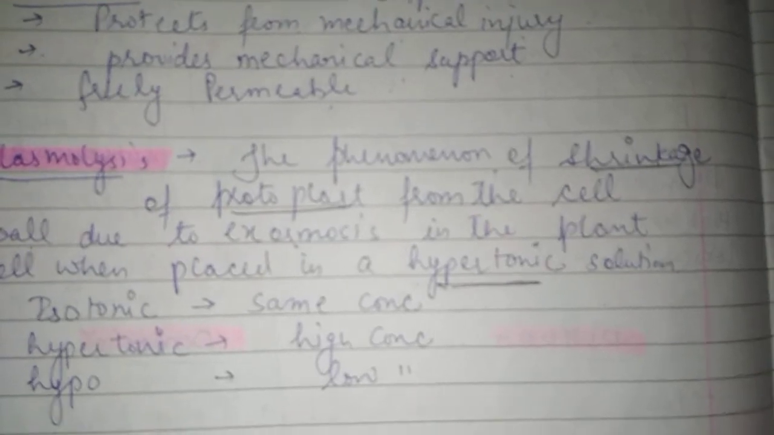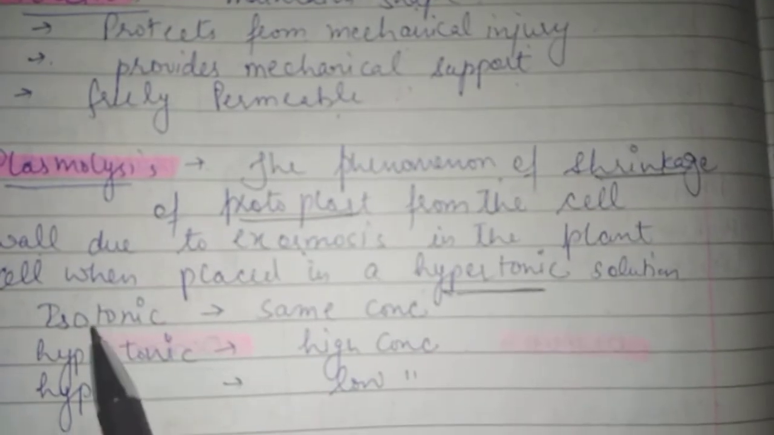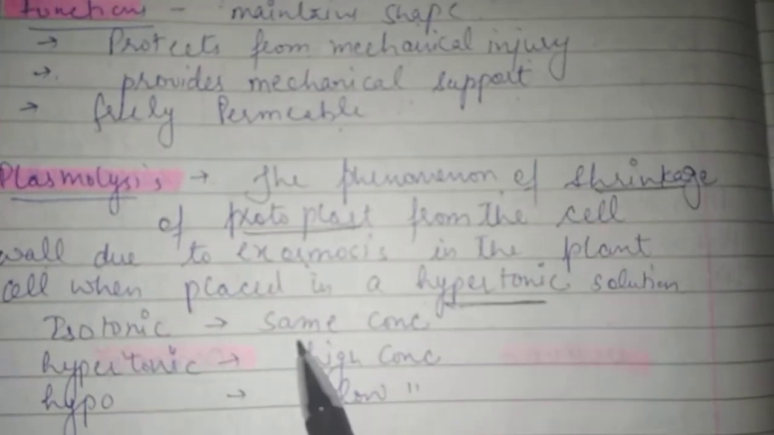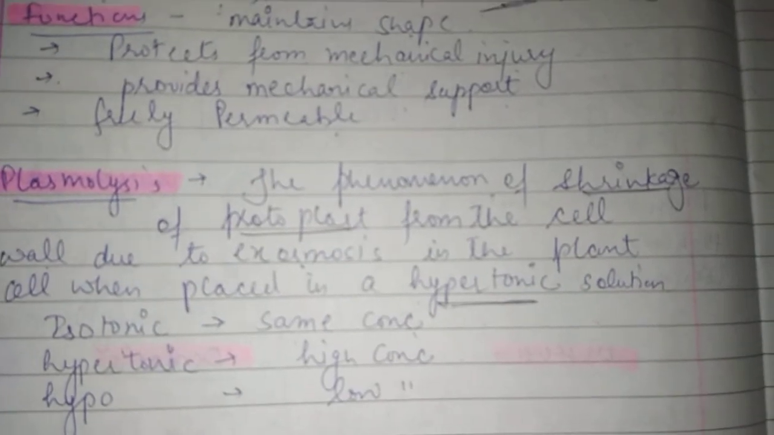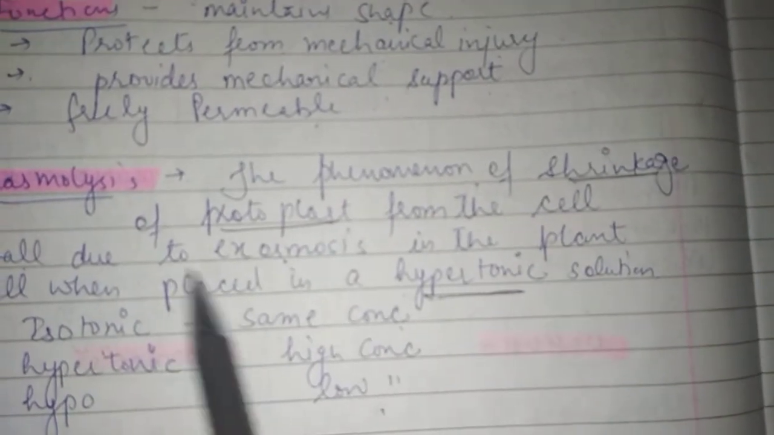Hypertonic solution. And see, three types of solutions are there. One is isotonic, second one is hypertonic, third one is hypotonic. Now what do you mean by these kinds of solution? First one is isotonic. Isotonic means same concentration solution. And hyper, as the name suggests, means high concentration. Hypo means low concentration. So shrinkage of the protoplast from the cell wall due to osmosis.